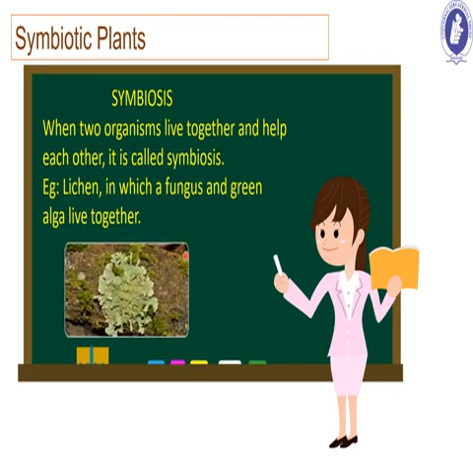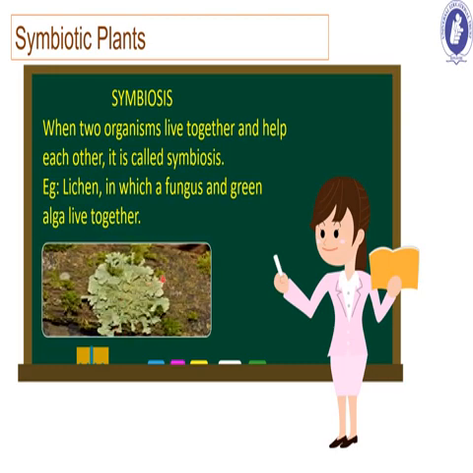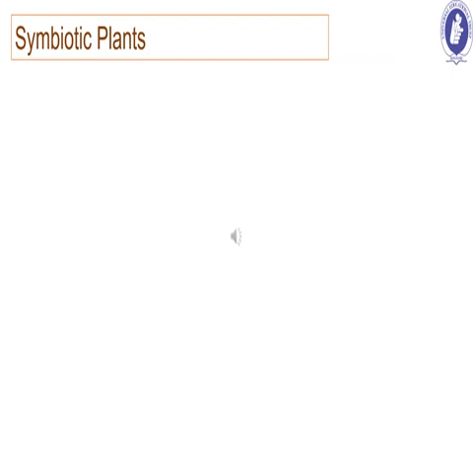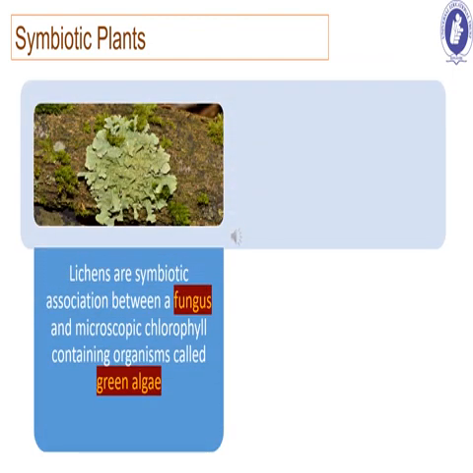Example for a symbiotic plant is lichen. On the tree bark, you can see a green colored plant. Its name is lichen. In lichen, a fungus and a green alga both live together. As we already told, lichens are a symbiotic association between a fungus and microscopic chlorophyll containing organisms called green algae.